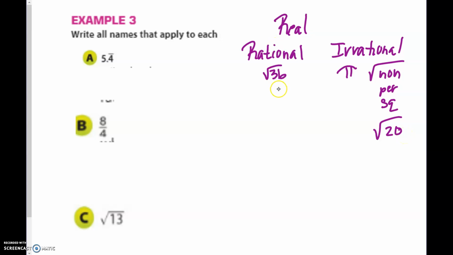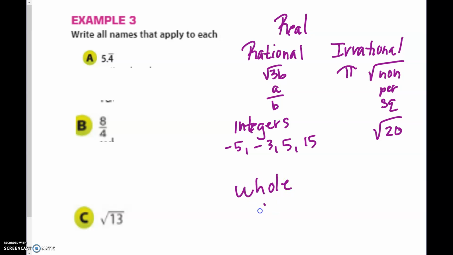Rational is anything that can be written in the form a over b, so we're talking about fractions and decimals. Then we also have integers. Integers are your positive and negative whole numbers, like negative 5, negative 3, 5, 15. Then we have our whole numbers, which count with 0, 1, 2, 3, and go on up. This book doesn't always cover it, but there are natural numbers, and these are called your counting numbers. They start with 1, 2, 3.